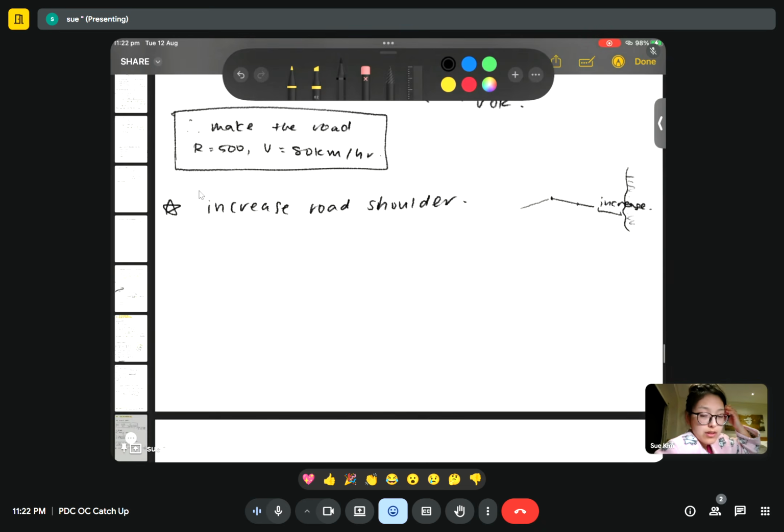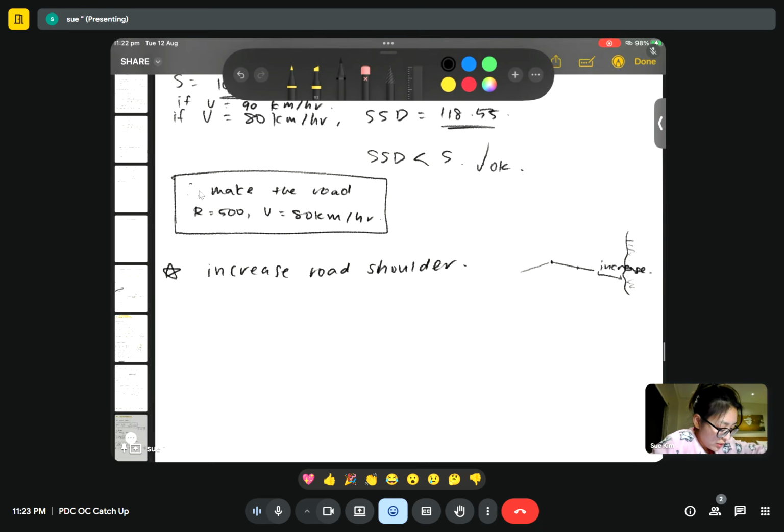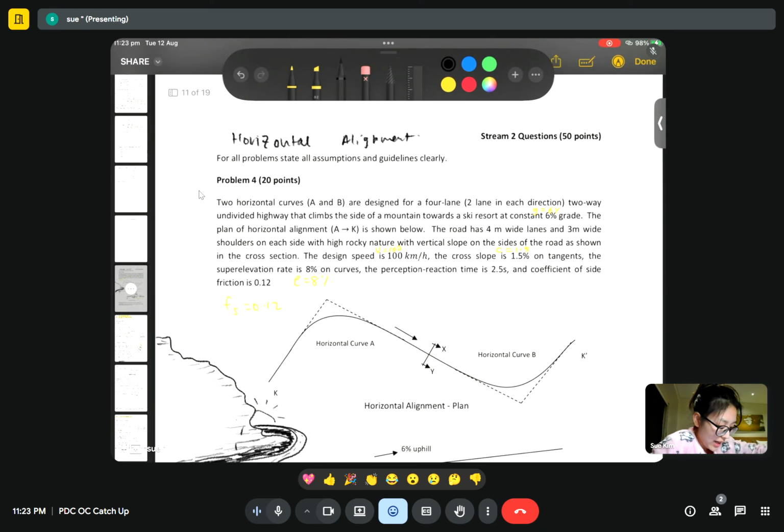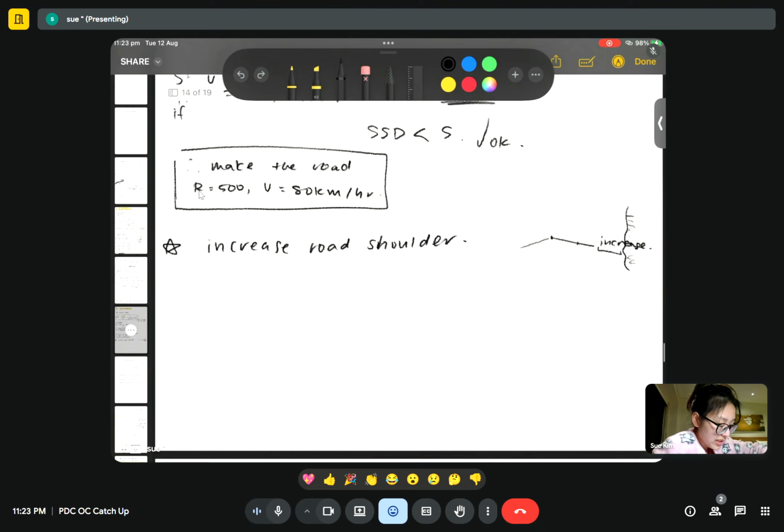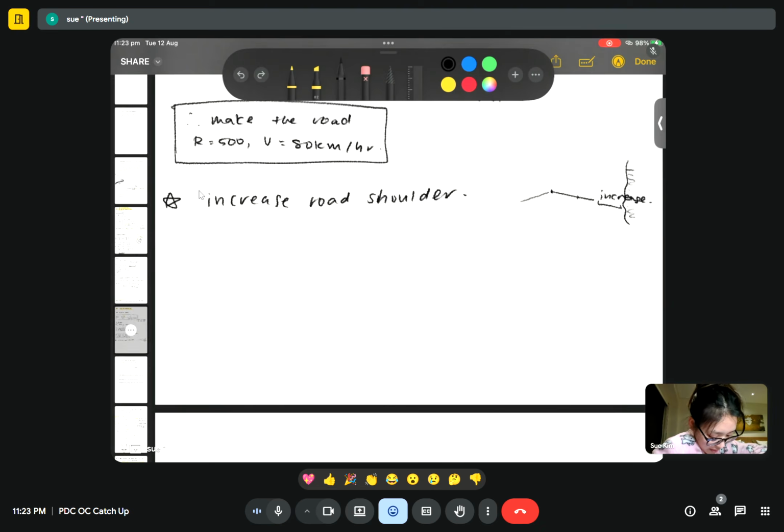Now another way we can make this road safe is to increase the road shoulder, because remember in our question there's a rock wall in the way, and that's what's reducing our sight distance. So if we change the shoulder, maybe we can see farther and then be able to stop sooner. So what we're trying to do is increase this little bit here, which is the shoulder of the road. In order to do that, I'm going to sub in R equals 500, V equals 100 km an hour. So I'm not reducing the speed this time, but I'm focusing on the shoulder.